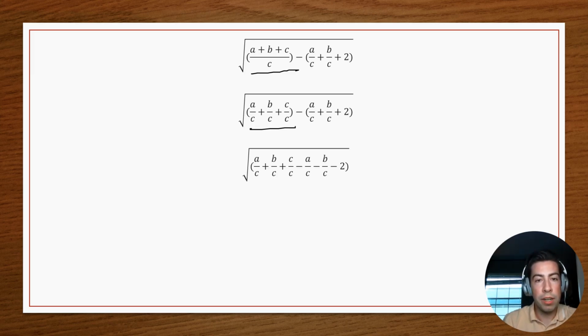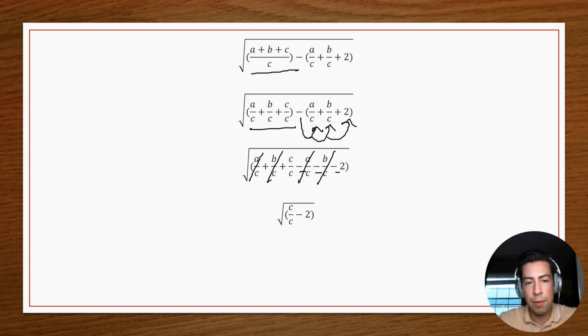Now I'm going to distribute this negative to these 3 values right here. So there we have our negative, our negative, our negative. Now I canceled out all of our values. We have a over c minus a over c, that's going to be 0, so these cancel out. And then we have b over c minus b over c, those cancel out. Now I'm left with c divided by c minus 2. So what's c divided by c? Just 1.